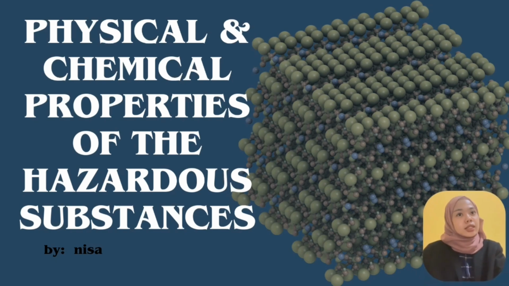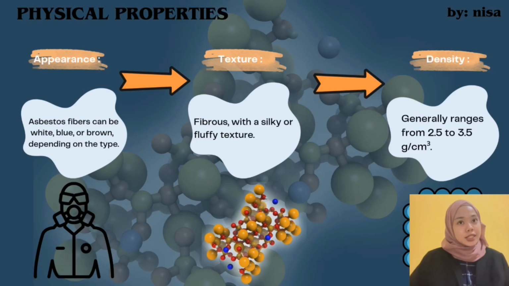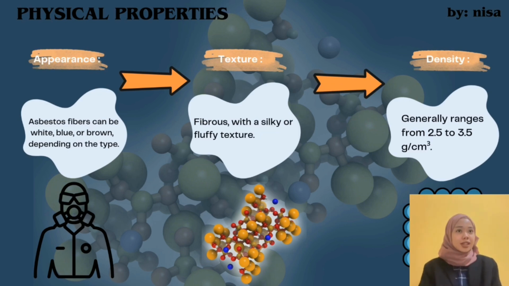So, we go to the next. So, physical property is appearance. Asbestos fiber can be white, blue or brown depending on the type. So, chrysotile, the most common form, is white, with a curly or spiral structure, making it somewhat flexible.